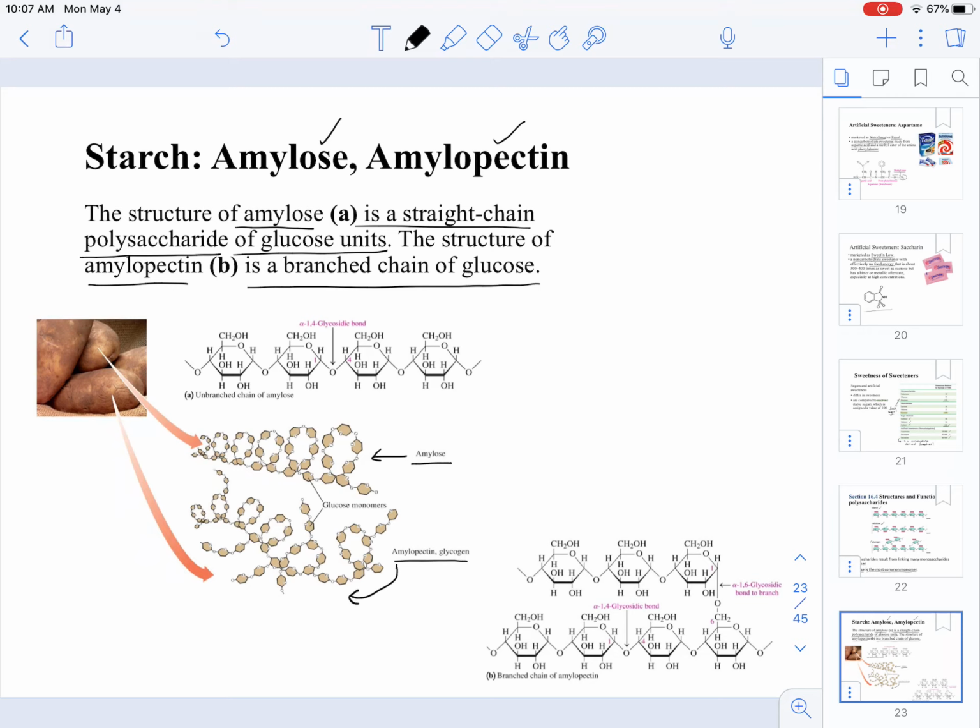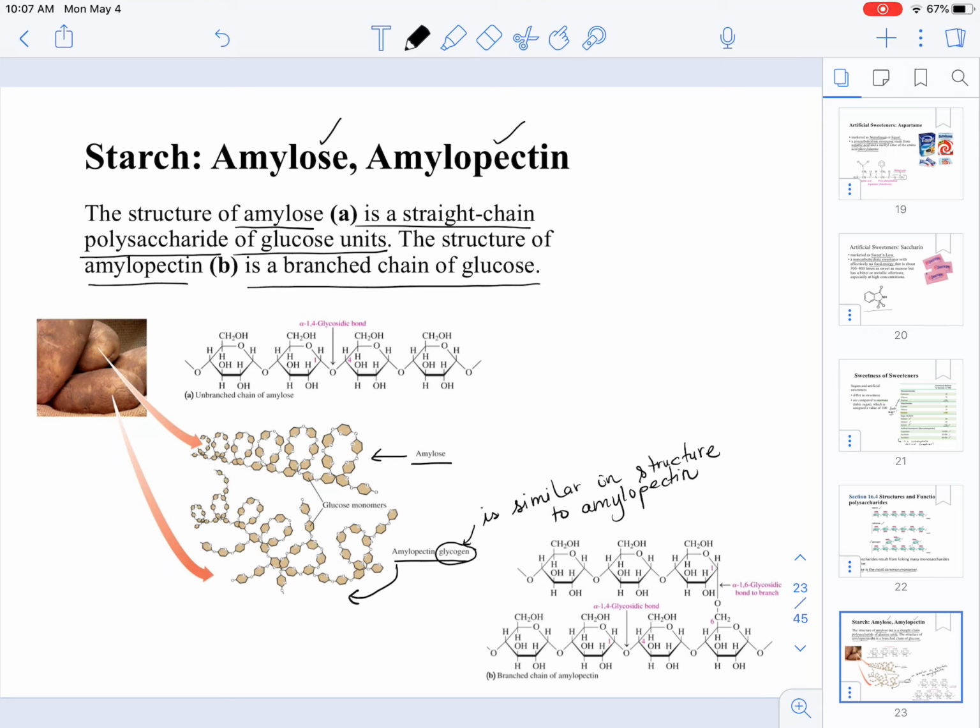The only reason why we have glycogen here, which is the next one that we're going to be looking at, is because glycogen is similar in structure to amylopectin. But understand that glycogen is not present in amylopectin. That is just symbolizing the structure.